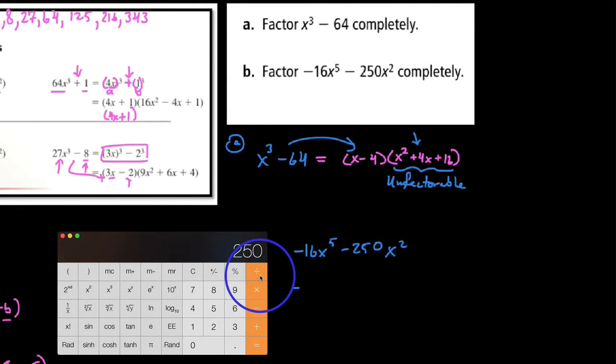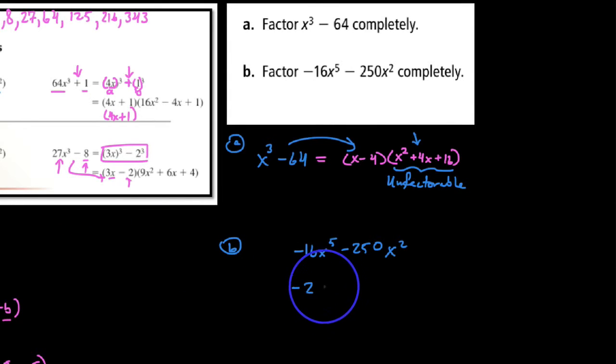So maybe 8 is a factor of 250. So 250 divided by 8. That doesn't work. How about 250 divided by 4? 4 is maybe a factor of both of these. So 250 divided by 4. And what I notice is that doesn't work. So 2. These are both even. So what I'm going to do is factor out a negative 2 and an x to the 2nd. So that's what they have in common.